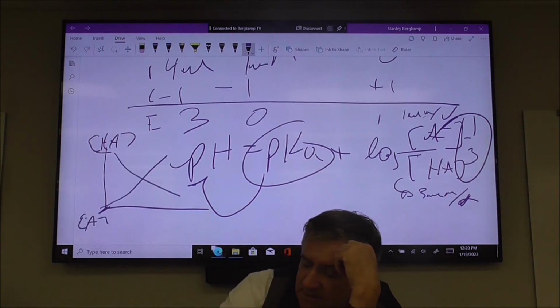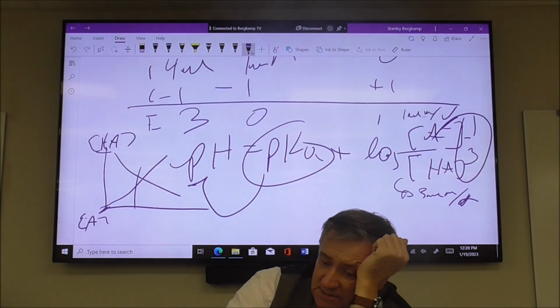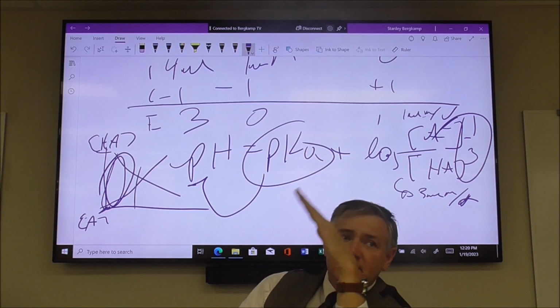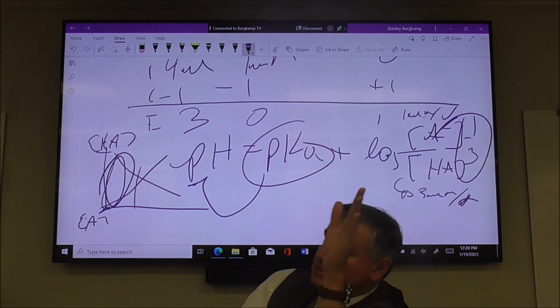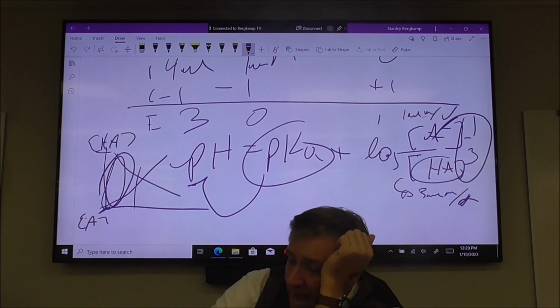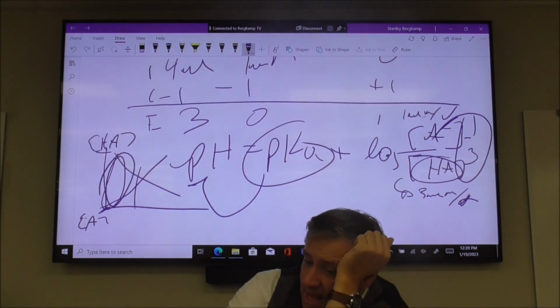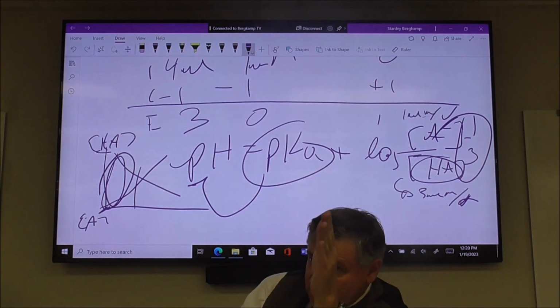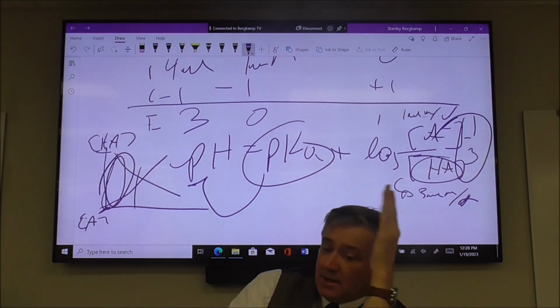Okay? So what that tells me is that I'm not even half neutralized. So I'm in this region to the left of that half neutralization point. So I still have more acid than I do anions. And as long as I have a higher concentration of my acid than I do of my anions, my pH is going to be less than my pKa.